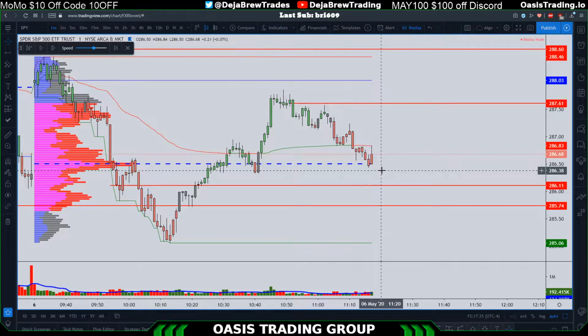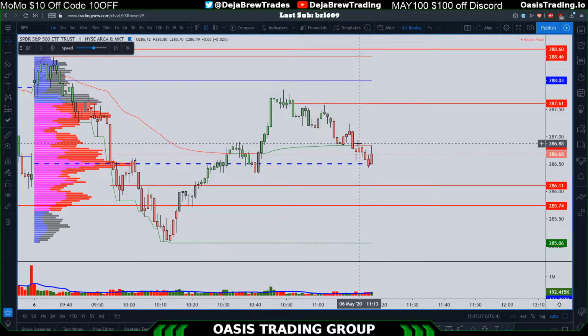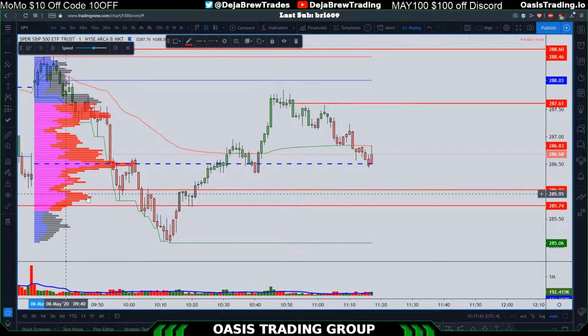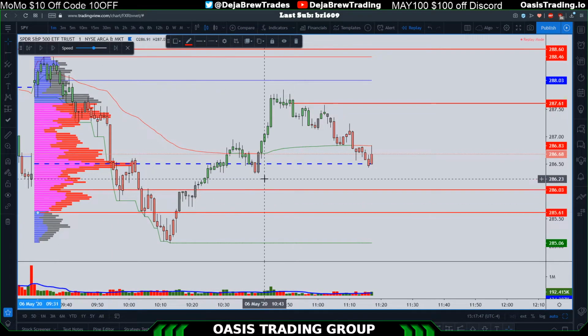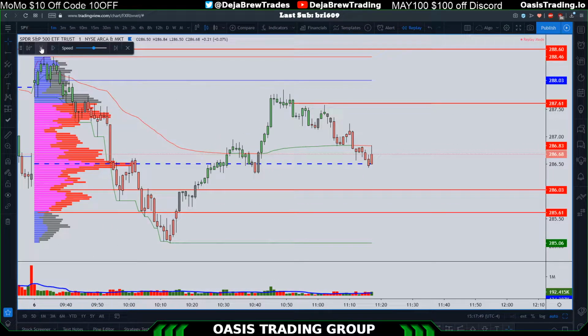So if you're still in a short, you should have definitely taken some profit. You already hit your VWAP. You already hit your POC. The only profit targets really remaining would be like the gap here and then maybe the value area low. Okay, let's keep an eye on this.